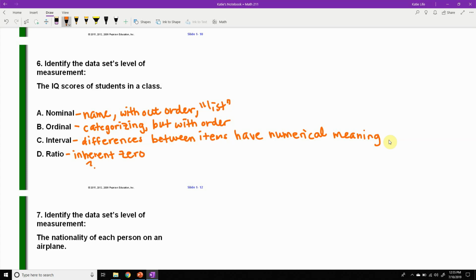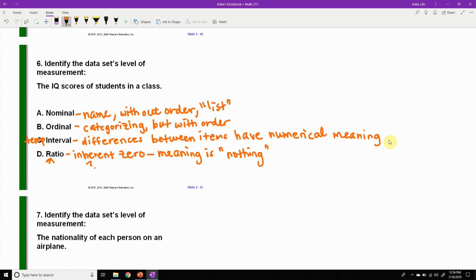So at the interval level, we can think of, like, temperature. Temperature is at the interval level. 0 degrees Celsius does not mean that suddenly heat does not exist anymore. The 0 is just a place on the scale. At the ratio level of measurement, 0 literally means nothing. It means it does not exist.